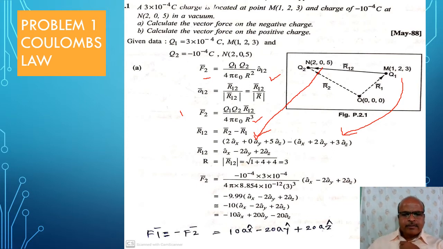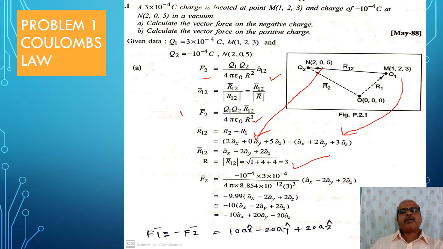Then next is R. We have to calculate this R. Here R is given by the magnitude of R12 bar, where the magnitude is the square root of the sum of squared coefficients. The ax cap coefficient is 1, square 1. The ay cap coefficient is 2, square is 4. Then the az cap coefficient is 2, 2 square is 4. So if we calculate, we will get 4 plus 4, 8 plus 1, 9. Under root of 9 is 3. We will get this value.